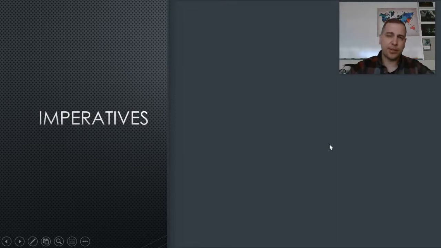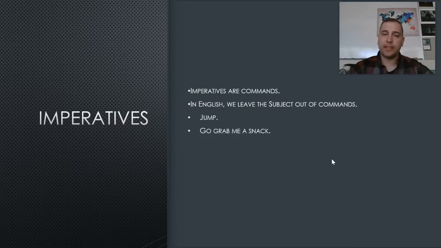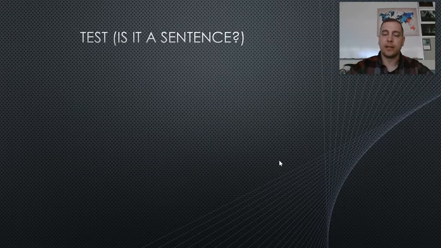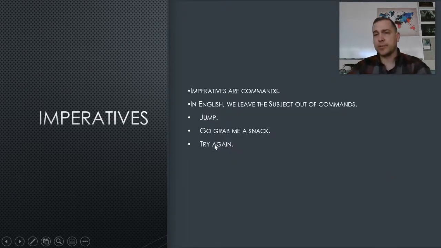Now, there's one exception to every sentence having a subject, and that's what's called imperatives, right? So these are command words. And in English, we leave the subject out of commands because the subject is implied, right? So when I say jump, the implied subject is you. You jump. Go grab me a snack. Try again. Those are complete sentences. But they don't have a subject, right? But it's only in this imperative form where the subject can be left out. The verb is usually the first word of the sentence in these cases.